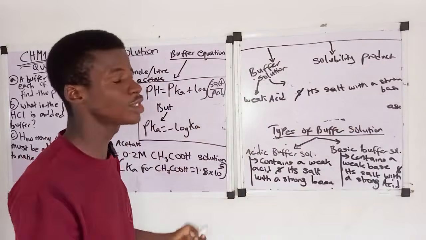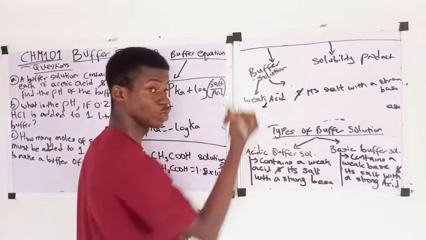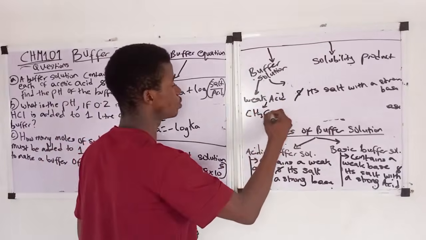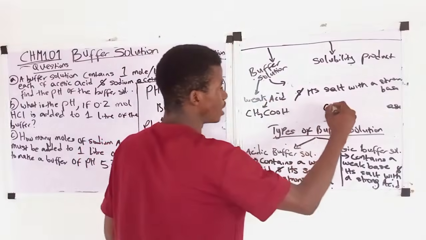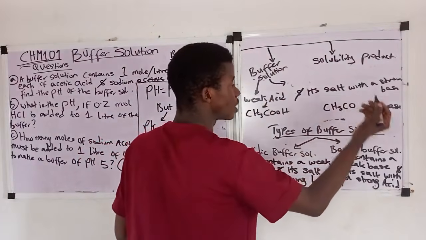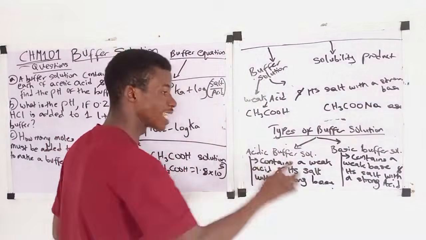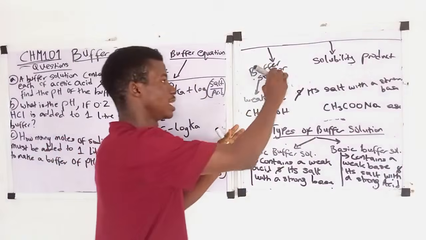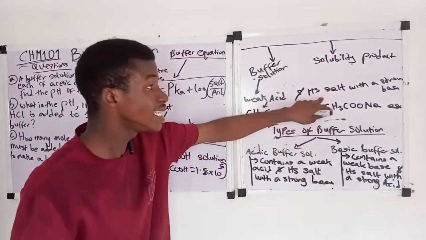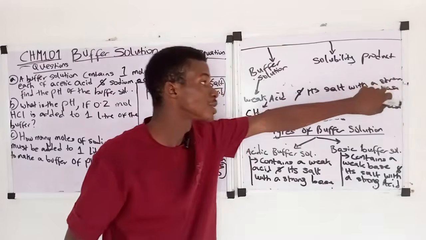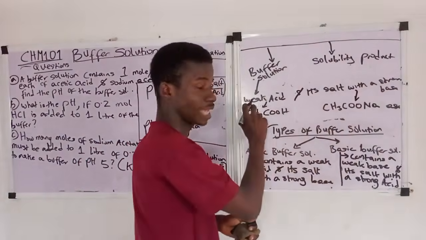Okay, so let's use acetic acid for an example, which is ethanoic acid, right? Yes, ethanoic acid is a weak acid, CH3COOH. Now the salt of this acid is CH3COONa, which is sodium acetate. Now an acidic buffer solution is made up of a weak acid and its salt with a strong base. So this is the salt of this weak acid.